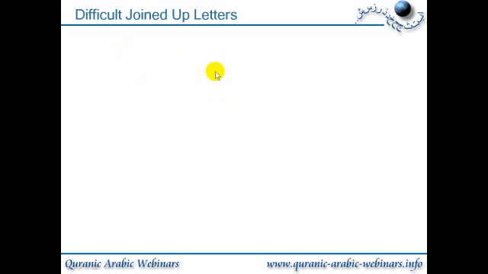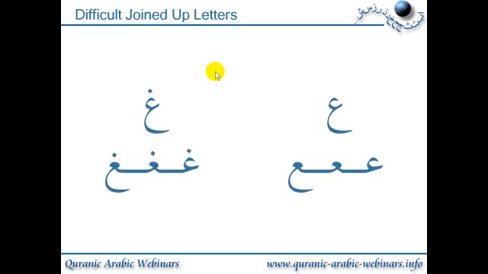Difficult joined up letters. This is the letter ayn and this is ghayn. Again, ayn has no dot and ghayn has 1 dot above. When they are written, these can be a bit difficult to recognize.